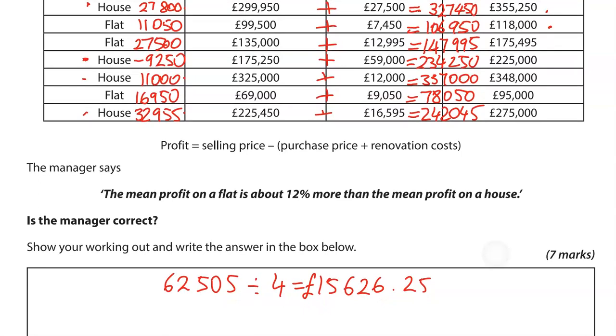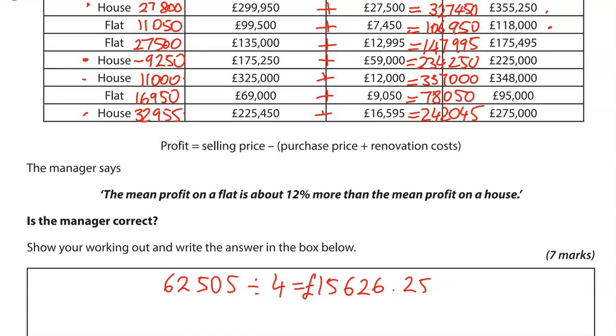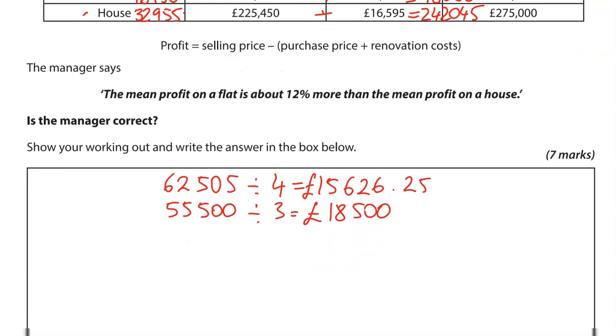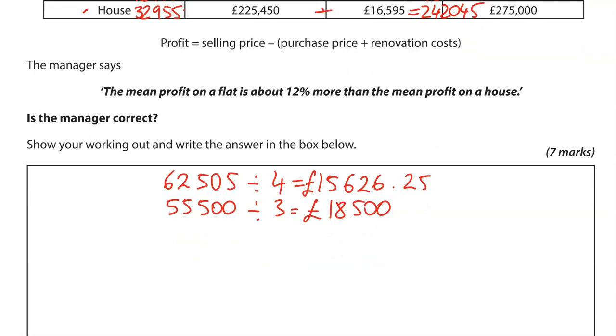Now we'll do the same for the flats, so I'm going to add 11,050, 27,500 and 16,950, which is 55,500 divided by 3 because there are 3 flats, and that gives me £18,500. So looking at the difference, the profit on the flats is higher than the profit on the houses.